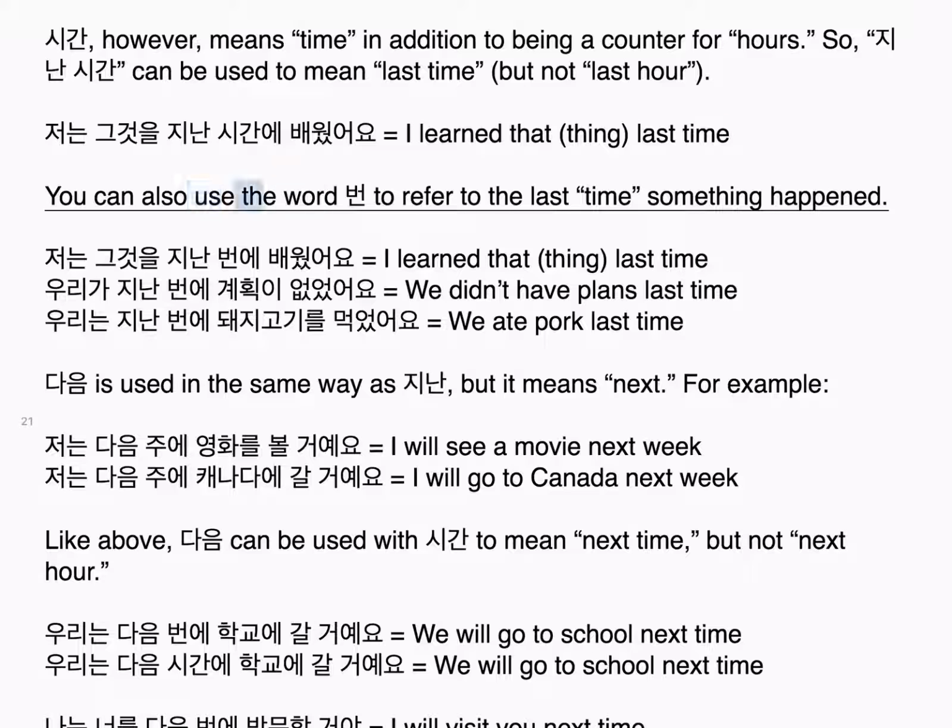You can also use the word 번 to refer to the last time something happened. 저는 그것을 지난번에 배웠어요. I learned that thing last time. 우리가 지난번에 계획이 없었어요. We didn't have plans last time. 우리는 지난번에 돼지고기를 먹었어요. We ate pork last time. 다음 is used in the same way as 지난, but it means next.